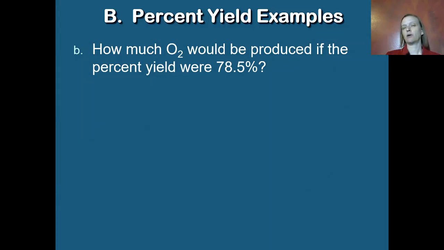Here's a follow-on question from this same problem, from the same balanced equation. How much oxygen would be produced if the percent yield were 78.5%? This is kind of a backwards question. Here I'm telling you the percent yield, and you need to tell me how much oxygen would actually be produced. What is the actual yield?